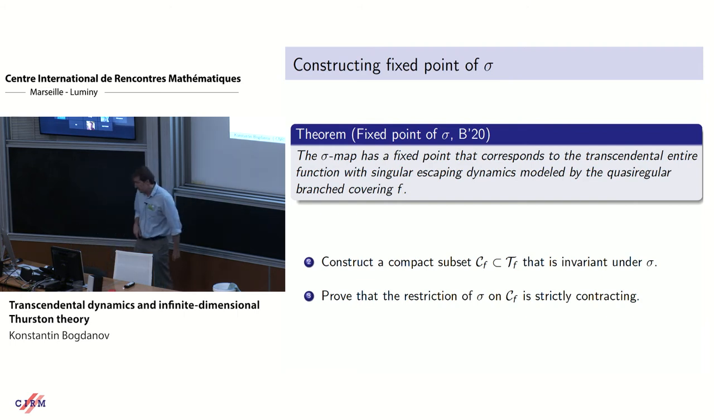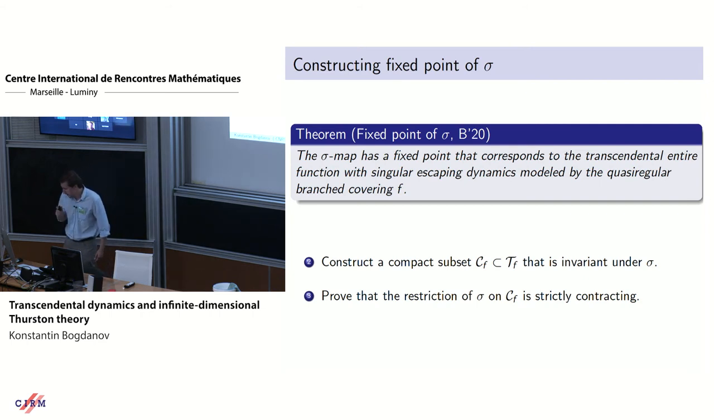Then you can state a theorem, analogous to the one in the proof of the classical theorem. It's a classical theorem that the sigma map has a fixed point that corresponds to the transcendental entire function that has exactly the prescribed singular escaping dynamics. In fact, we don't have any Levy obstructions, so our iterations always converge, at least one fixed point. The classification theorem is basically reduced to the proof of this theorem. And to prove it, we need to do these two items from the grand scheme from a few slides earlier.